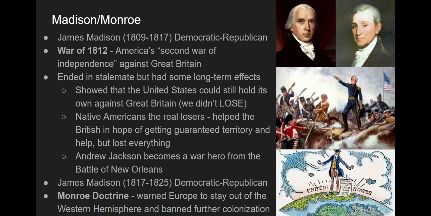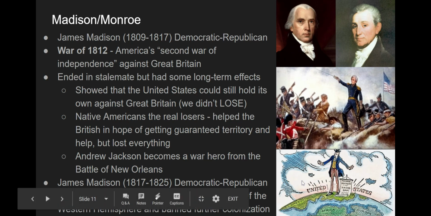The Monroe Doctrine is when James Monroe wrote to Europe that they need to stay out of the Western Hemisphere, North and South America, because this is our turf now. He said, you are not allowed to colonize here anymore. So I like this little picture saying, hands off, Europe. This is our space now.